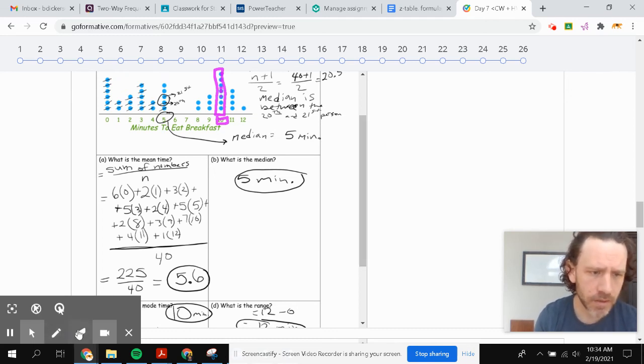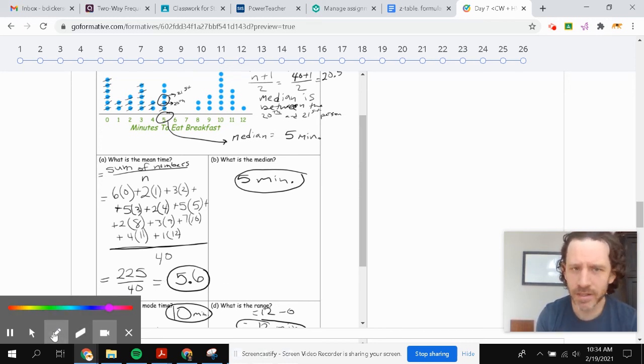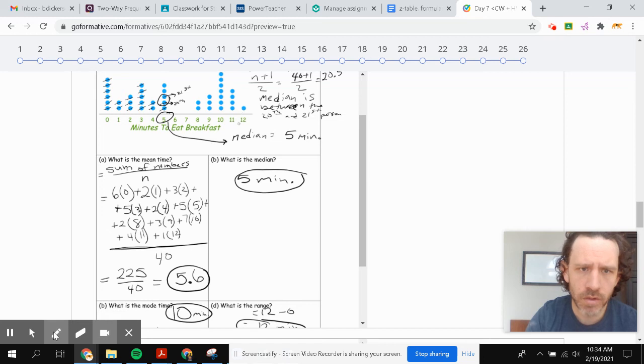Now let's talk about range. All right? Range is the biggest number minus the smallest number. So what's the biggest number in this group? You go to the right side of the number line. I do have a dot here for 12. So that means that the biggest number for range is 12.